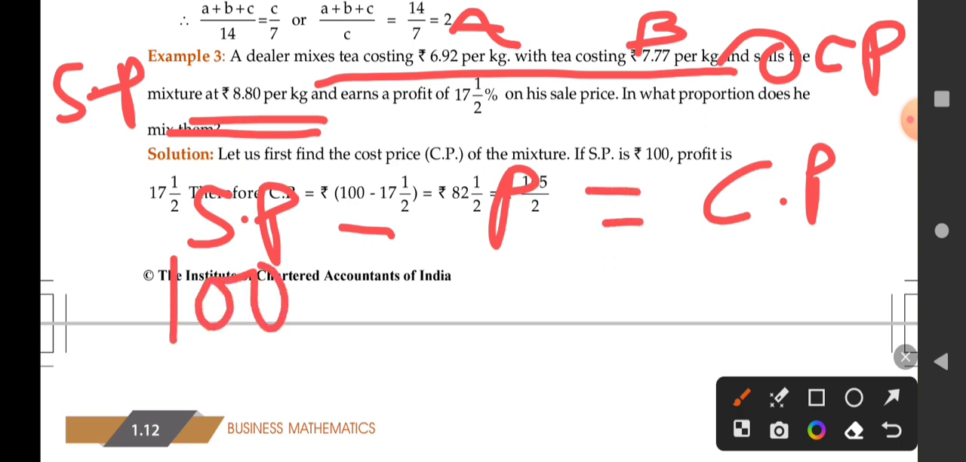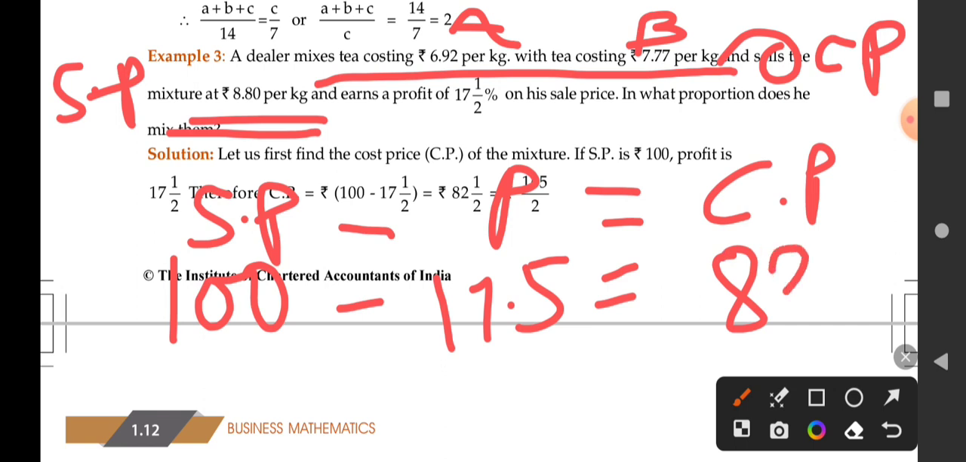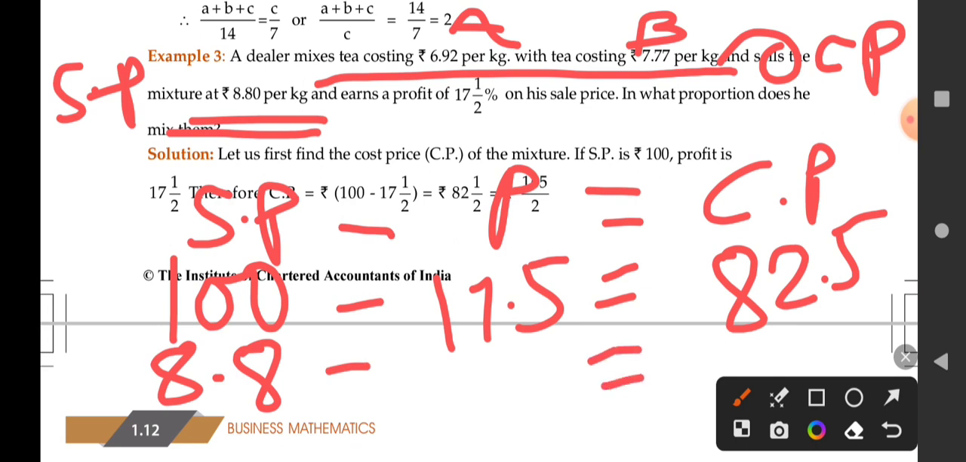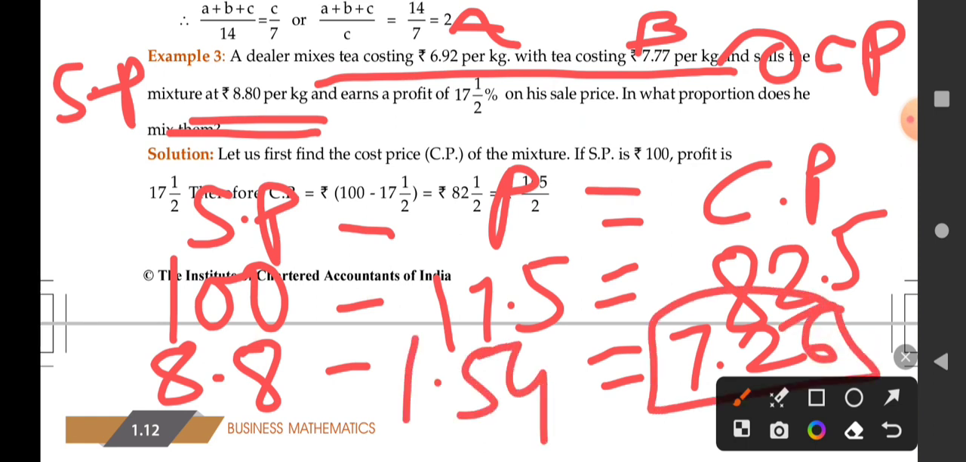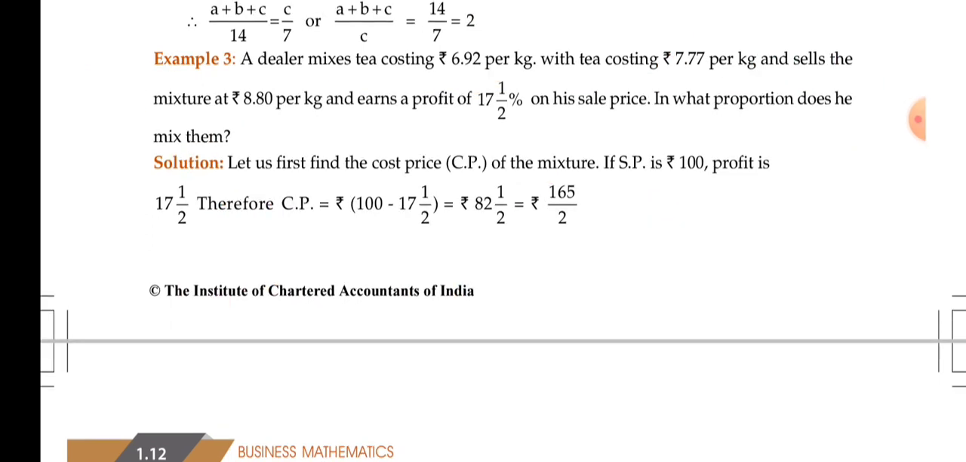So suppose selling price is 100, profit is 17.5. Cost price will become 82.5. So given selling price is 8.8. Okay, so what is the cost price? 7.26 and profit 1.54. So here cost price is important, 7.26.